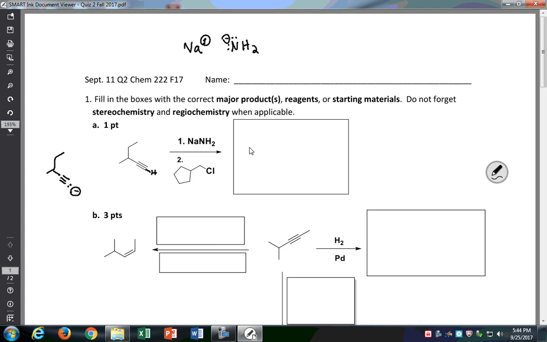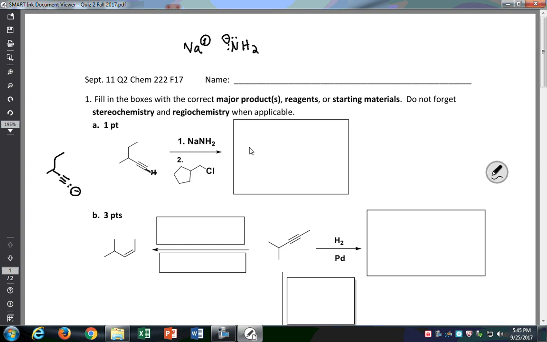So, again, another thing I want you to note is NaNH2 has a 1 by it and our alkyl halide has a 2. That's because our NaNH2 can adversely react with our alkyl halide and cause an elimination. We don't want that side product, so we don't want to mix them together. Once we use up our NaNH2 to form our negatively charged carbon, then we'll throw in our alkyl halide.